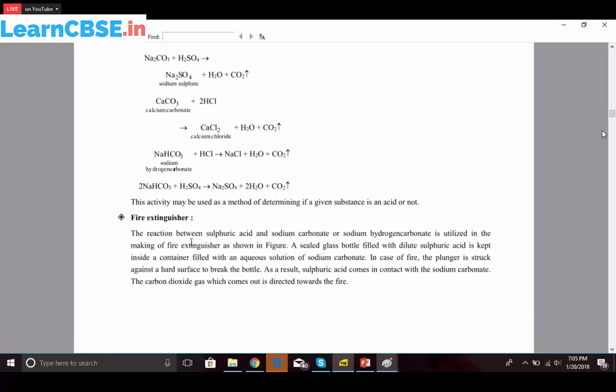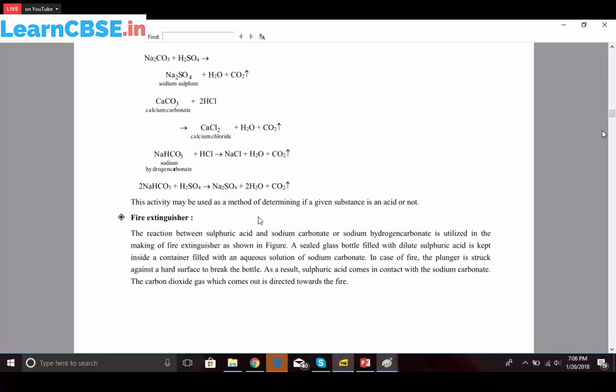Then NaHCO3. This is sodium hydrogen carbonate. Only one hydrogen has been replaced with sodium. When it reacts with HCl, we get NaCl plus water plus CO2. Then NaHCO3 reacts with H2SO4. We will get Na2SO4 plus water plus carbon dioxide gas.